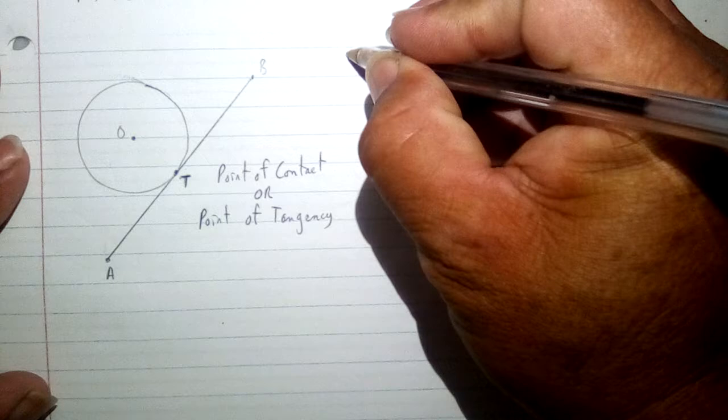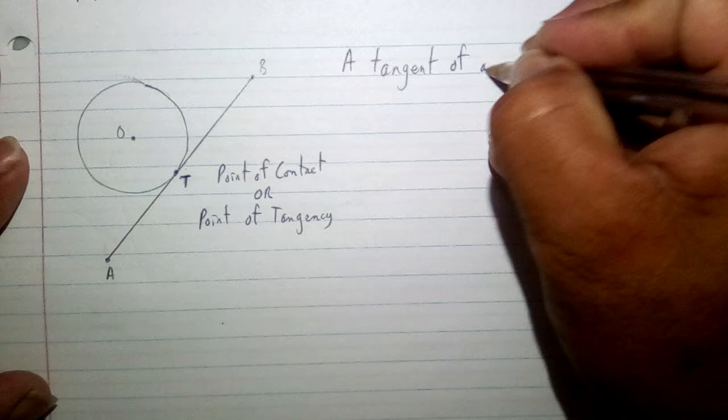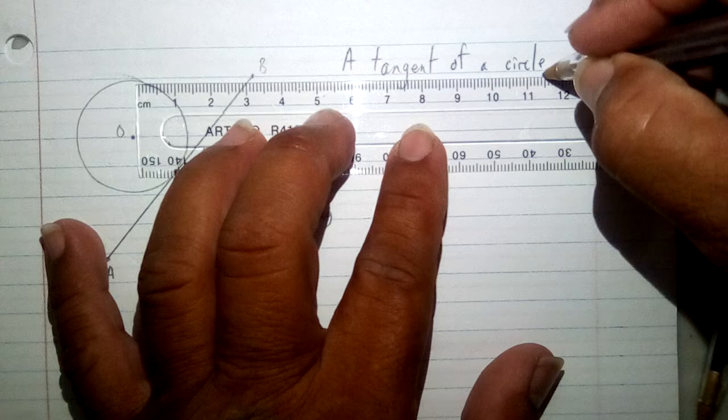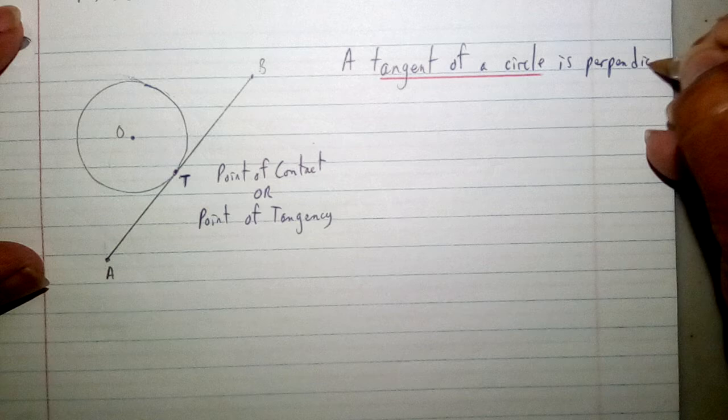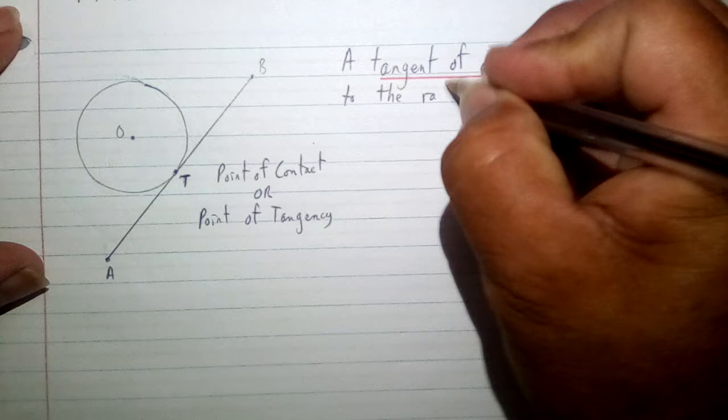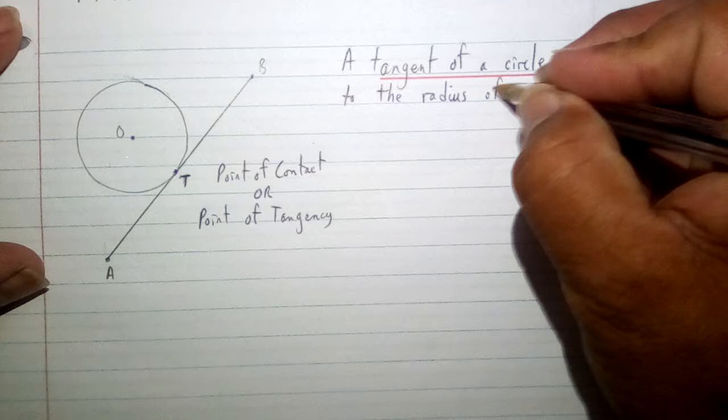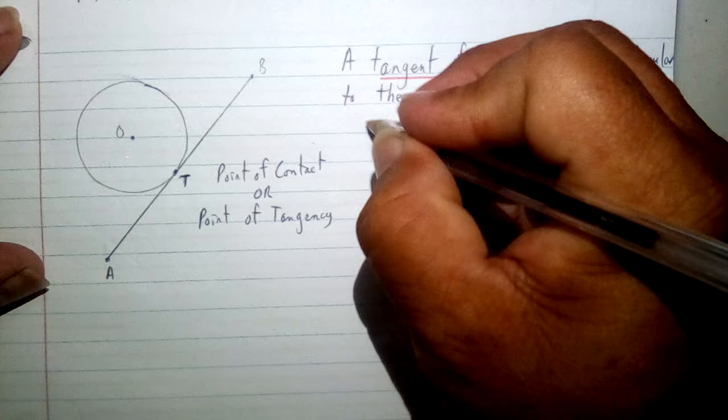A tangent of a circle, and this is what we are interested in, tangent of a circle. Let me underline that so you keep track of that part there. A tangent of a circle is perpendicular to the radius. Okay, what does that mean? Okay, we're gonna understand right now. Of that circle, okay, of that circle at the point of contact.